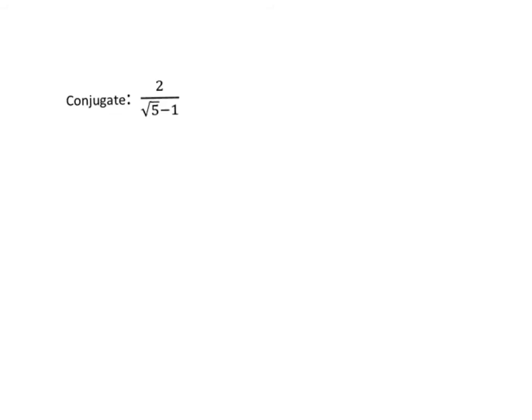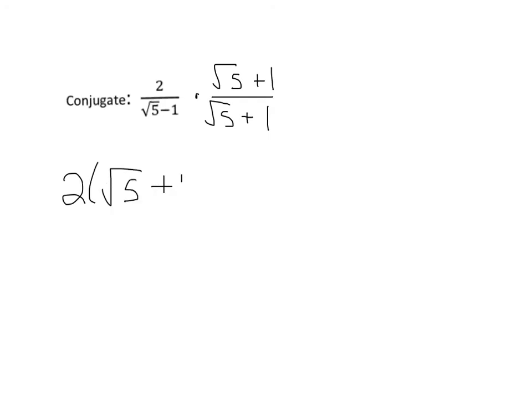This last problem, once again, we want to simplify. There is a radical in the denominator, so it is not simplified already. To do this type of problem, we want to multiply both the top and bottom by the conjugate. The conjugate in this case would be the square root of 5 plus 1. So we would have that on the top and bottom. So when we distribute this out, we have 2 times the square root of 5 plus 1. And then on the bottom, we would have the square root of 5 times the square root of 5, which is the square root of 5 squared.